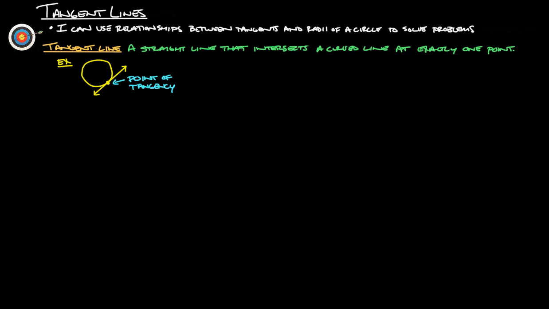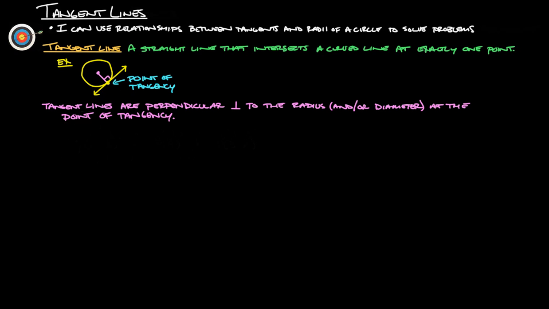of tangency. All right, tangent lines are perpendicular to the radius and/or diameter at the point of tangency, meaning if you draw this tangent line here and draw a line, the radius, from the middle of the circle right to where that point of tangency is, it will always make a right angle with this tangent line.